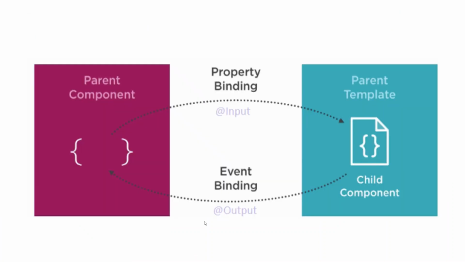The input property is used to transfer data from a parent component to a child component through property binding. And the output decorator is used to transfer data from a child component to a parent component through event binding. And how does it work? Let's see.